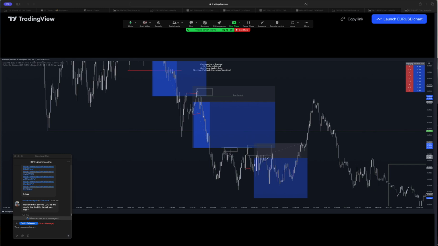Because this is technically a discount premium, but we can't assume this is a premium because we haven't solidified the low yet completely. So once this entire thing is solidified and we have the full pullback, now this is a premium, this is a discount. I want to sell in a premium. Confluence.